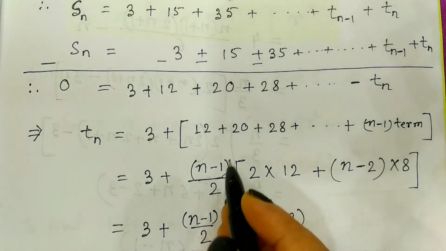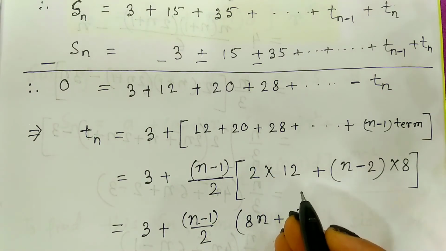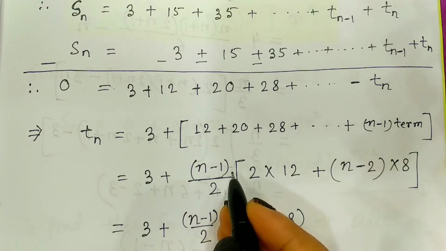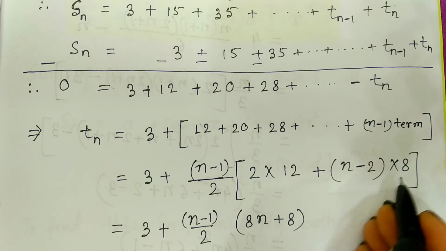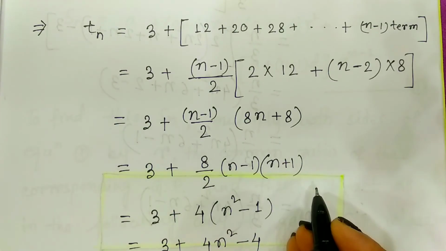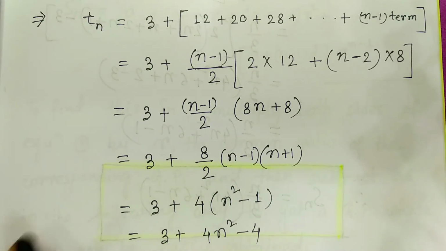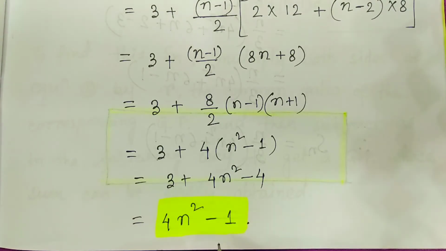We know the summation for the AP series is n by 2 into 2a plus (n minus 1) into d. Here n is equal to n minus 1, a is equal to 12 and d is equal to 8. So if we substitute and simplify, we will find out the Tn. Look, this one is our Tn. Finally, if you calculate, you will find Tn as 4n square minus 1.